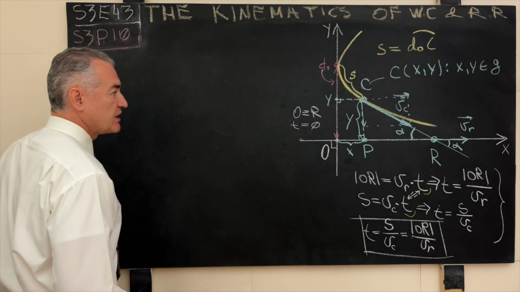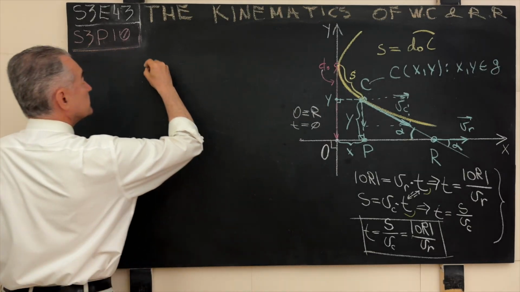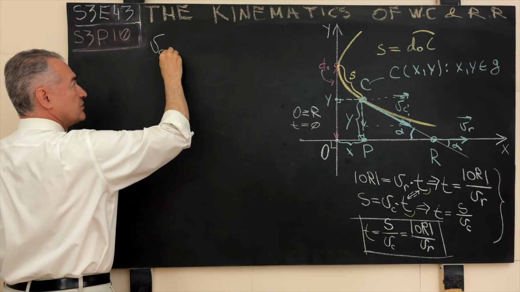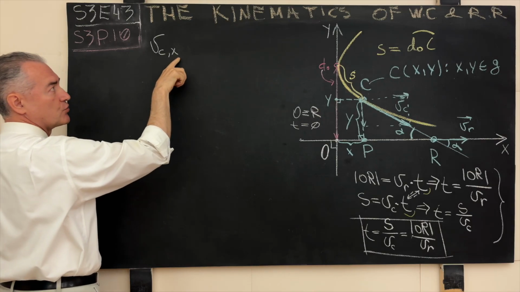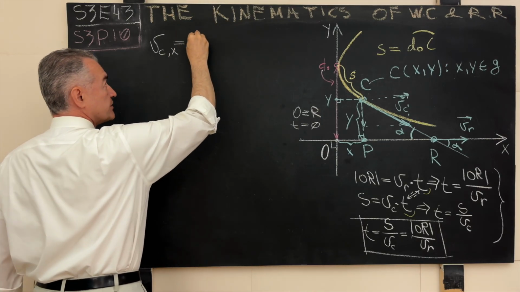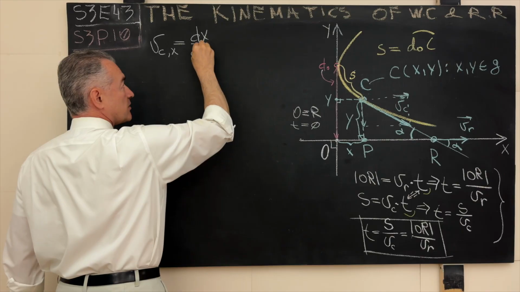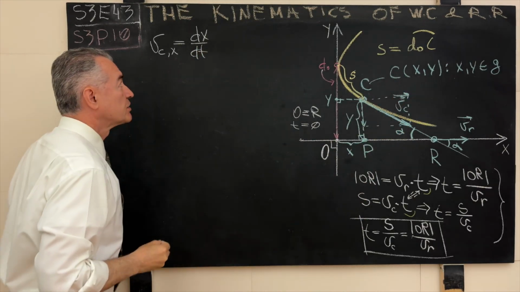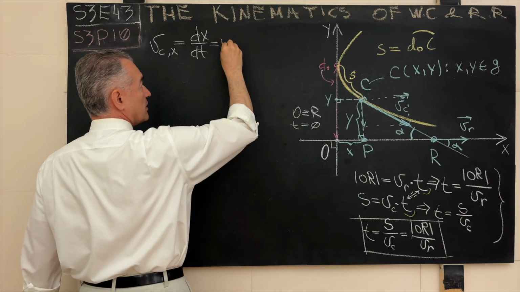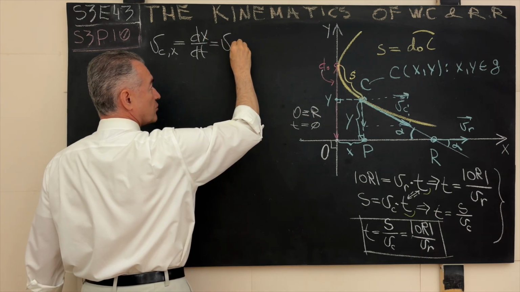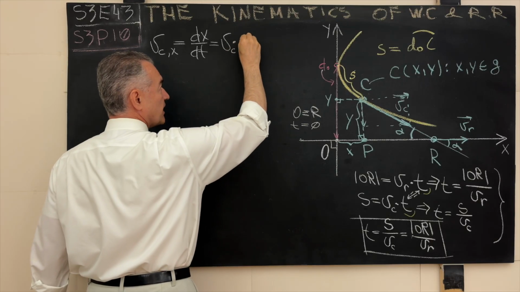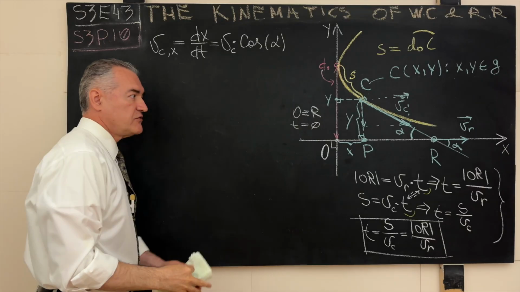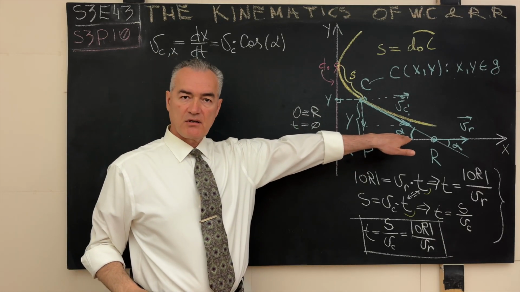So what can we say about the velocity of the chaser C when it is projected onto the x-coordinate? Well, this is the first time derivative of the coordinate x, the x component, and it will be the magnitude of the velocity of the chaser, which is a constant quantity, times the cosine of the angle alpha.